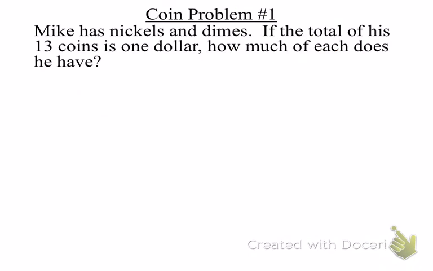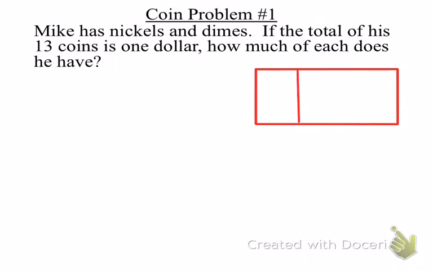Okay, so Mike has nickels and dimes. If the total of his 13 coins is $1, how much of each does he have? So I'm using the box for this. It should be pretty easy by now. Okay, for this it's a quantity question and it's a unit question. So it's amount times what kind of units? Dollars equals a product.